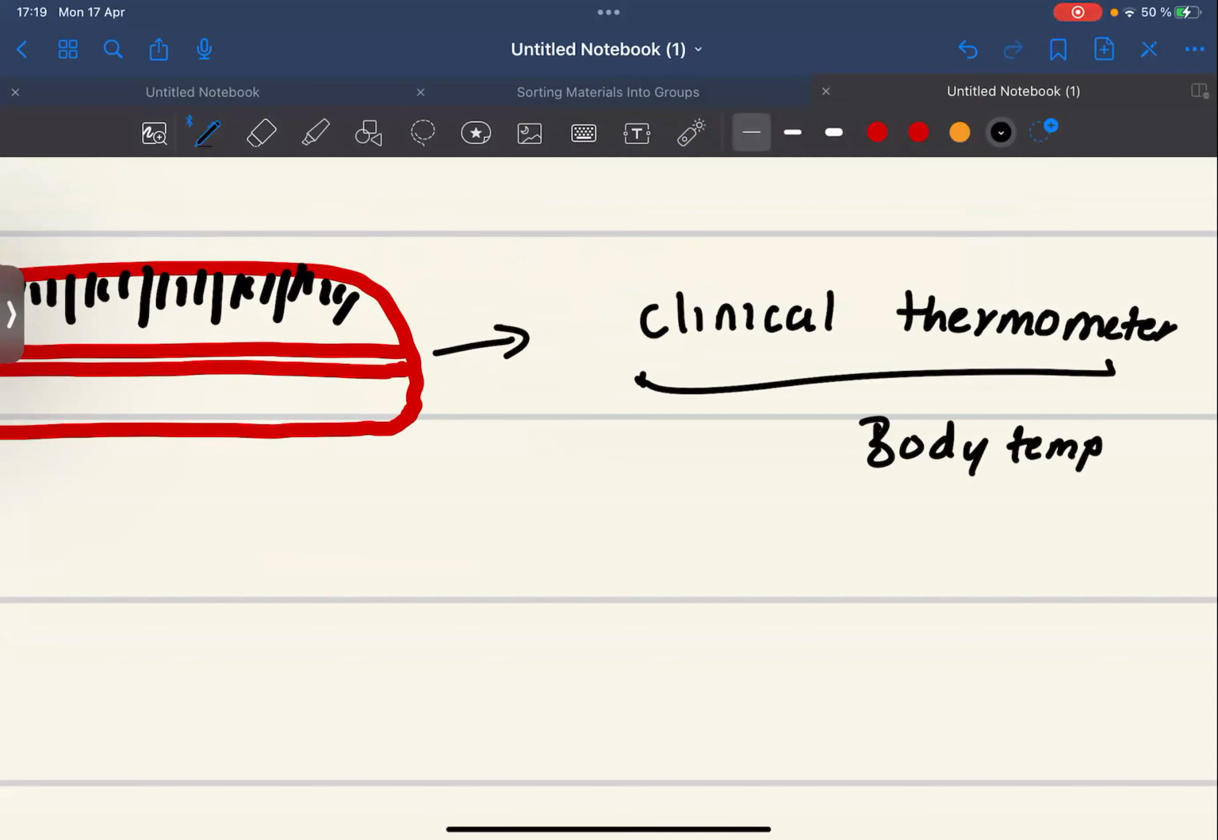For measuring the weather outside, the temperature outside, you can't use this clinical thermometer. For certain things you should know which thermometer to use. This clinical thermometer is used for measuring the body temperature.